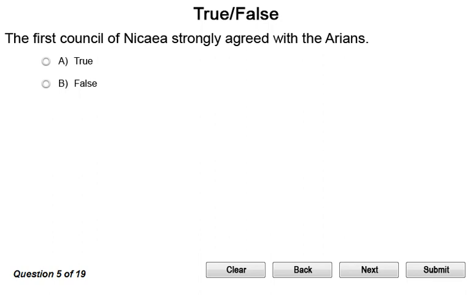Okay, we have a true-false. The First Council of Nicaea strongly agreed with the Arians. That is false. They did not agree with the Arians. Who did they agree with? Extra credit, Athanasius.